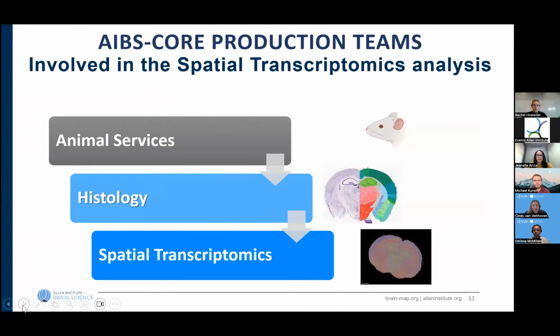So as I mentioned before, we work together with the animal services and the spatial transcriptomic teams in relationship with this specific mouse brain atlas.